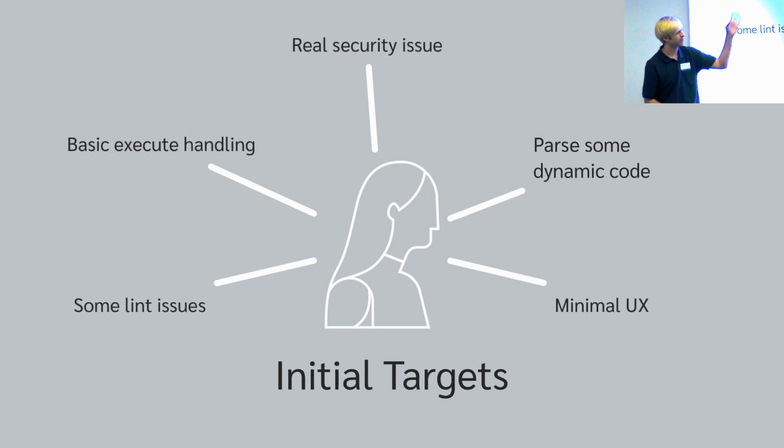Then some lint issues, those pop out automatically. You'll find all kinds of random non-parse errors and things that would generate a parse error if you ran it. Some of the dynamically generated code is part of execute, and we also want to be able to handle that. So if you're generating code in your code bases dynamically, we're thinking about the problems around that from the beginning.